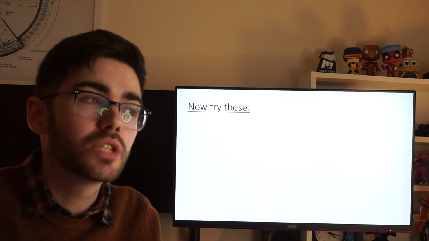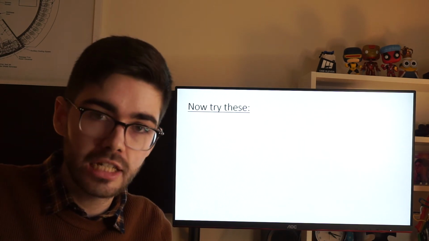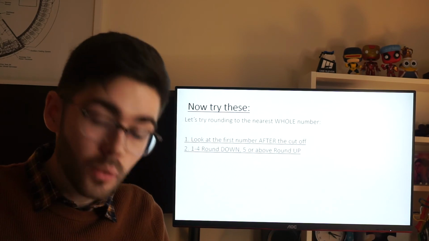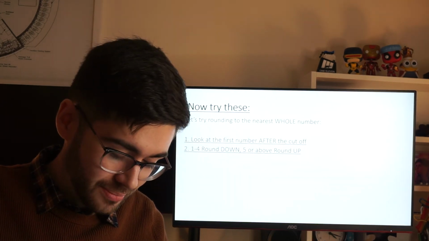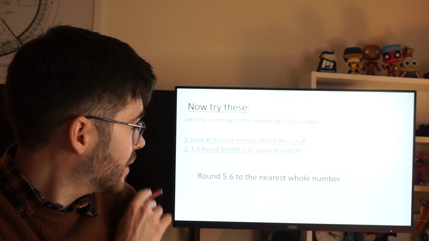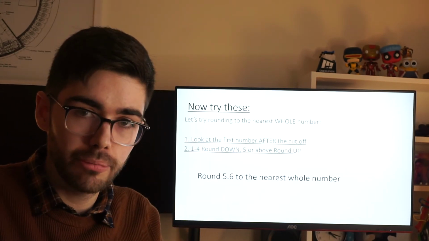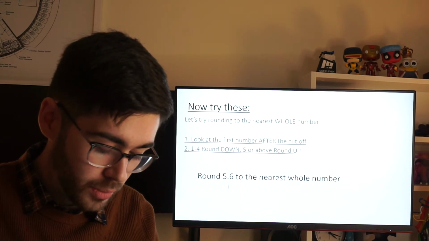Next thing we want to try is rounding to the nearest whole number, where you've got a decimal and we're going to round it to a whole number. Okay? We still have the same 2 rules. We look at this one, round 5.6 to the nearest whole number. We're going to draw the line at the decimal point, because that's where it stops being a whole number. We draw the line there.